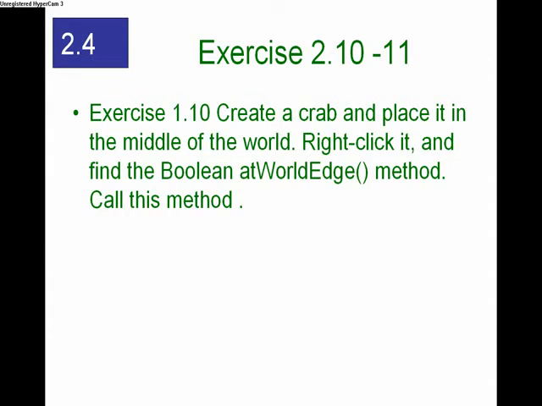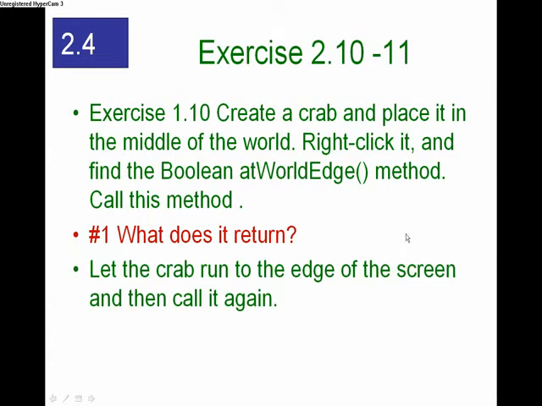Exercise 1.10. Create a crab and place it in the middle of the world. Right click it and find the boolean at world edge method. Call the method. What does it return? And then let the crab run to the edge of the screen, and then call this at world edge method again. And now what does it return?